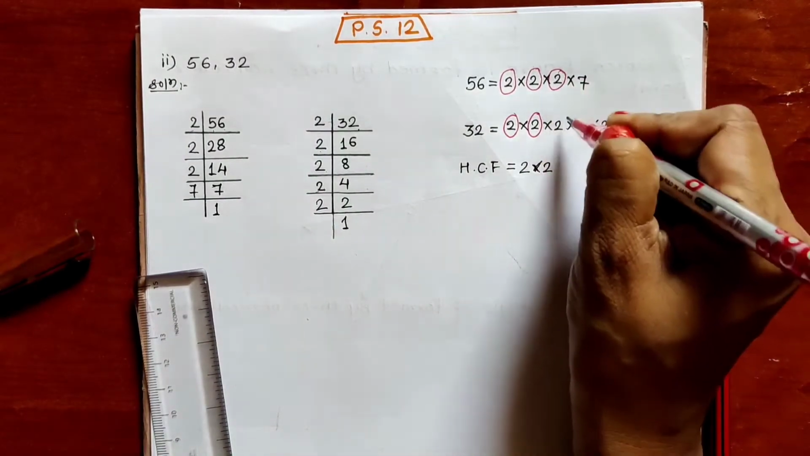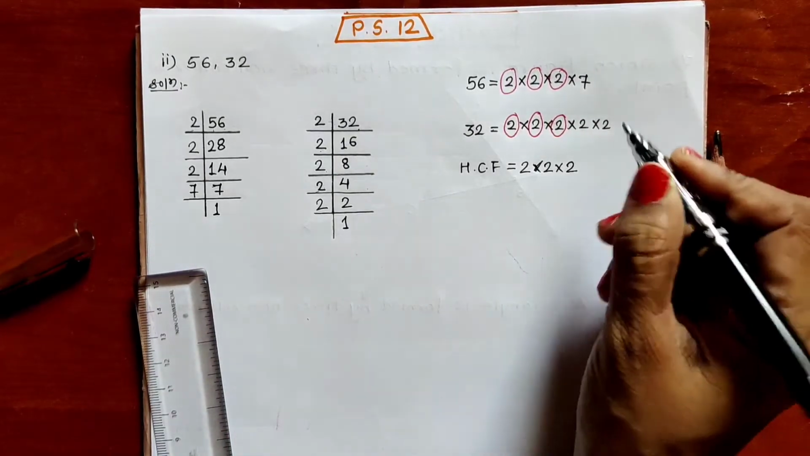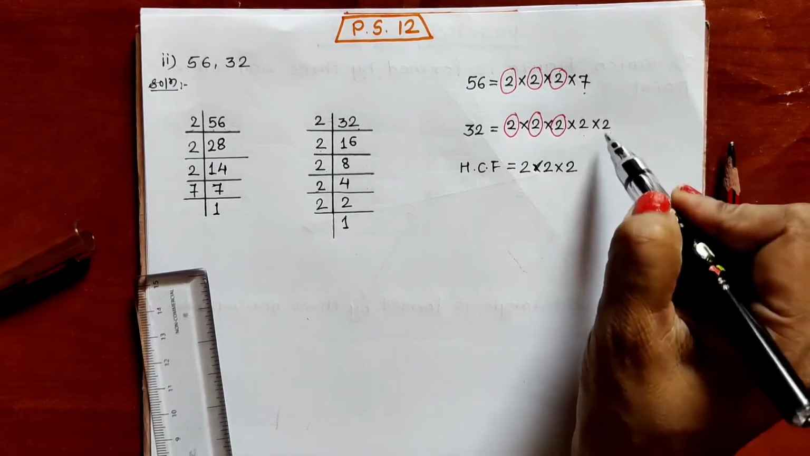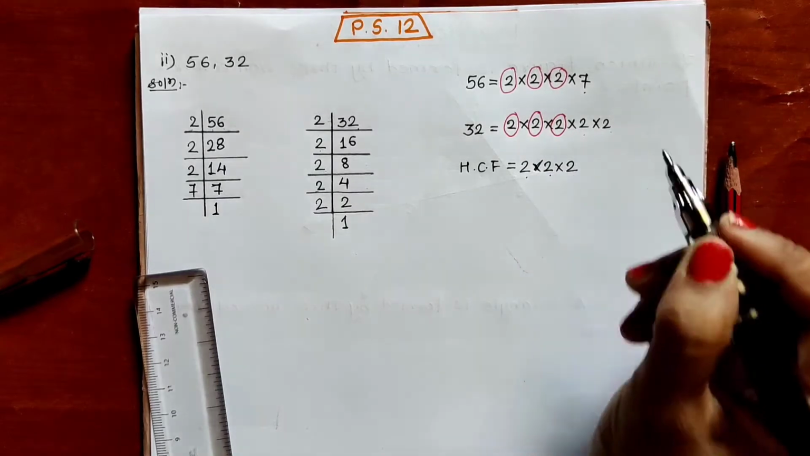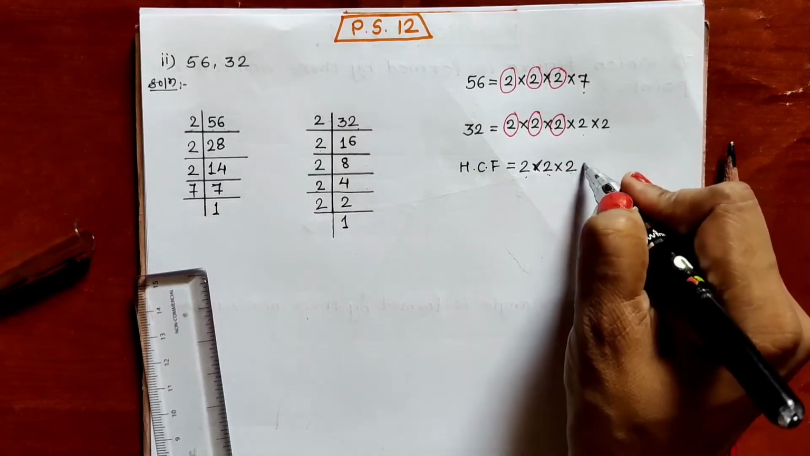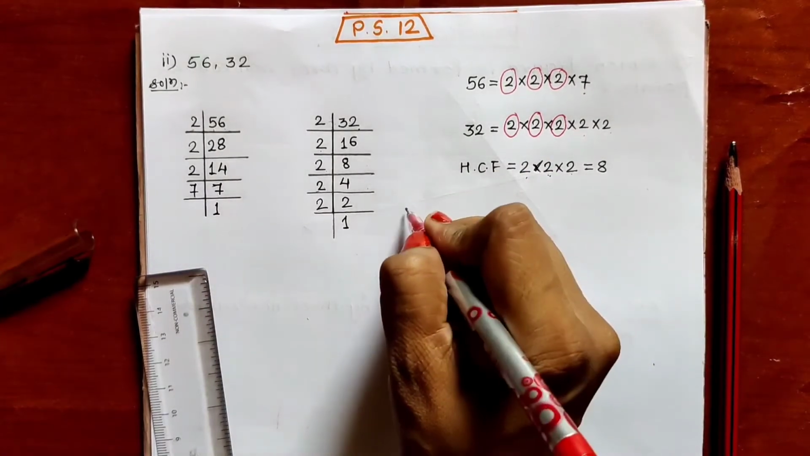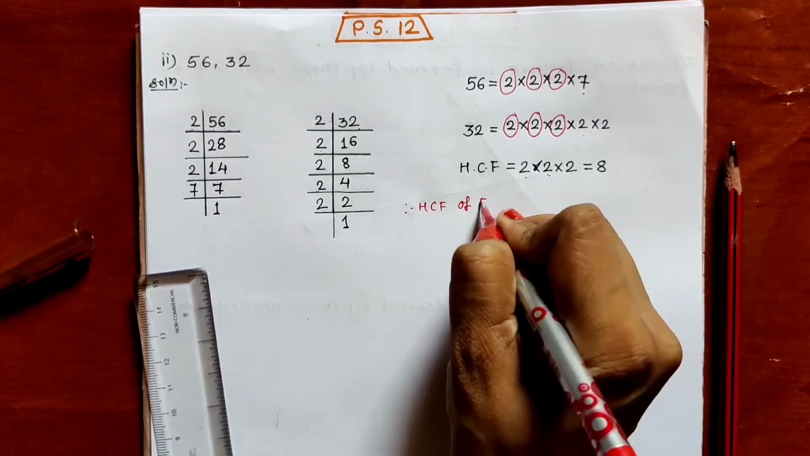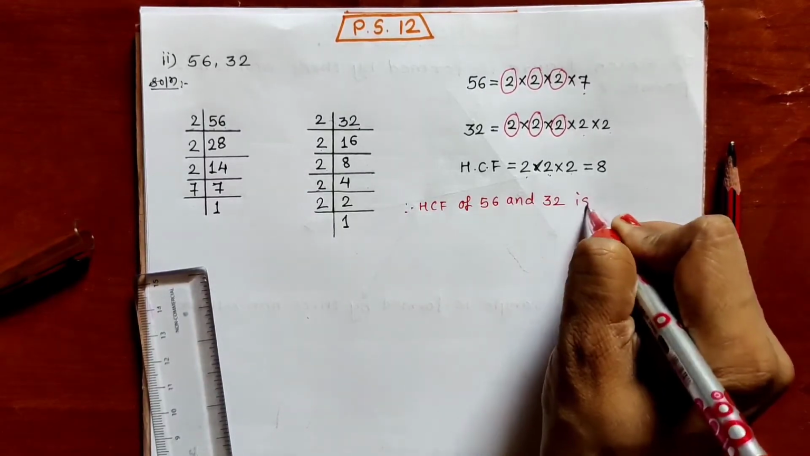Now third 2 is also common. So again third time 2 we have to write. And then 7 is there and here 2 and 2 is there. So they are not common. They are different. So HCF is equal to 2 into 2 into 2. That is 2 2s are 4, 4 2s are 8. So in this way we have got HCF of these two numbers as 8. If you want you can write the answer in the end. Therefore HCF of 56 and 32 is 8.